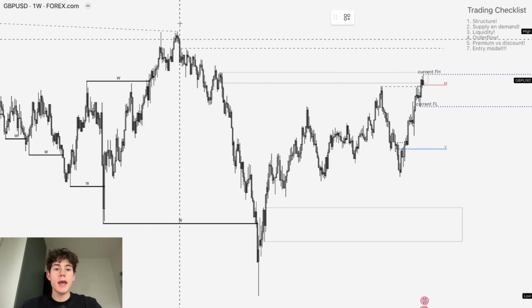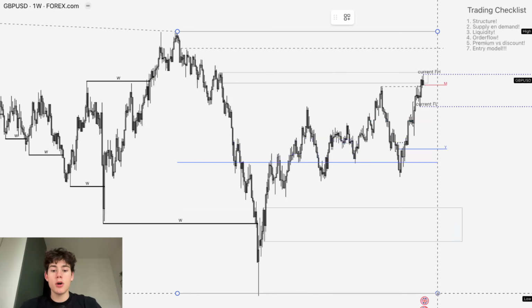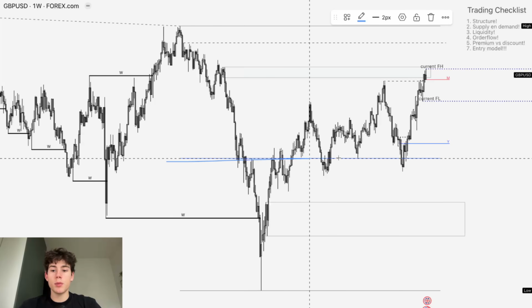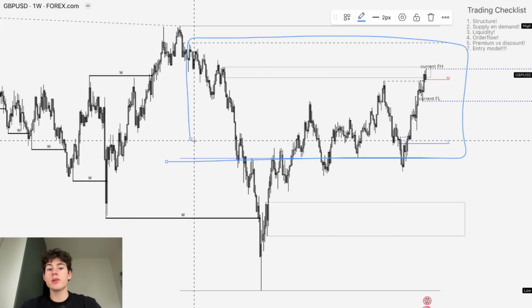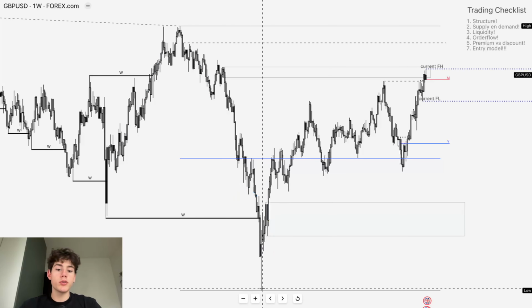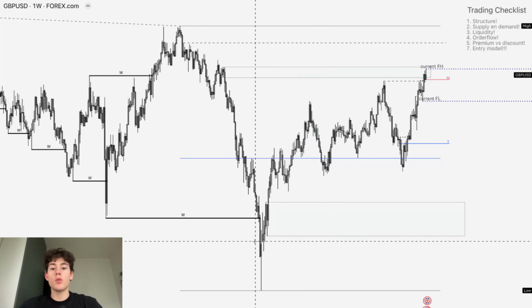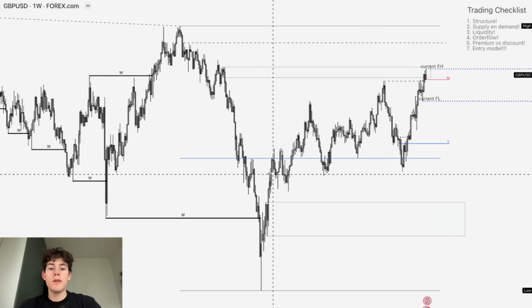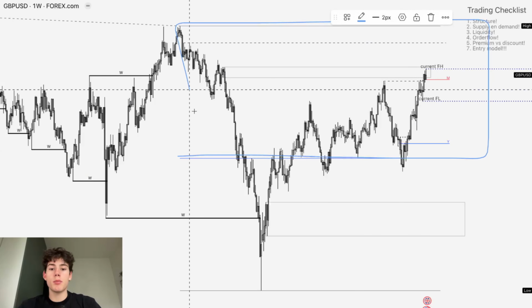So on the weekly time frame, I basically checked off everything, but premium versus discount also needs to be checked off, and you take that from the swing high all the way until the swing low, and as you can see, we are inside premium prices. So quickly, how this works is you are bearish, and after you break structure, you want to see a pullback. And when do you know that pullback is over and you can start to trade towards the lows? That's when you are inside premium prices.